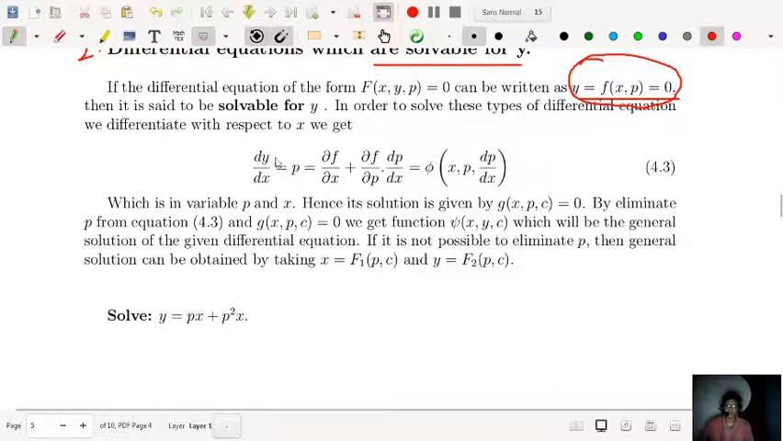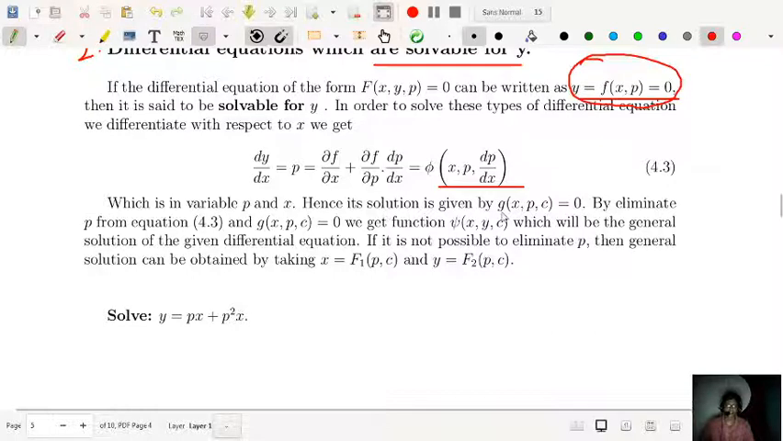We get dy/dx equal to p, if you differentiate, and f is a function of x and p, so you need a partial derivative here. Look at that, you are differentiating with respect to x. So the left-hand side is dy/dx, equal to p, that is, del f/del x plus del f/del p dp/dx according to the partial derivative rule, and so this side is a function of x, p, dp/dx, which is in variables p and x, where p is your dy/dx.